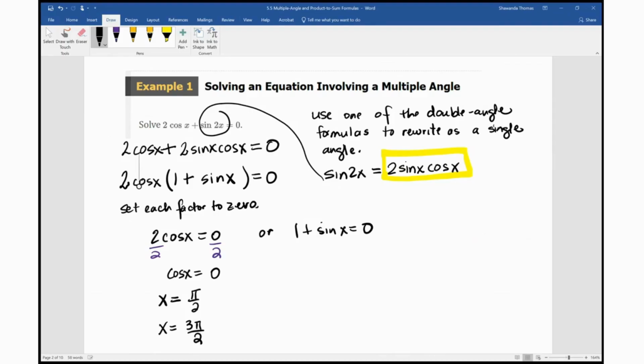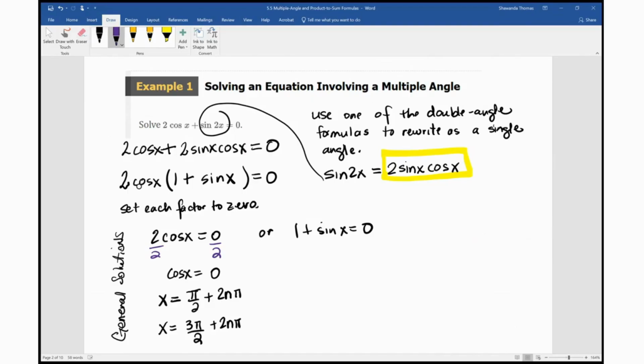Notice though, they didn't say in the interval from 0 to 2 pi. So what do we need to do if they don't specify? They only want solutions on the unit circle. Plus 2n pi. Correct. Plus 2n pi or plus 2 pi n. However, I've seen it both ways. Yep, we write it as a general solution. All right, we did that one.